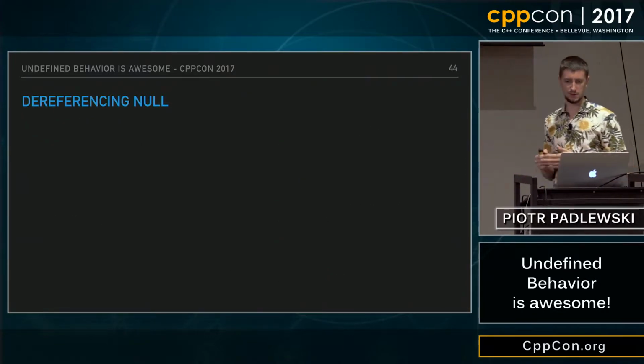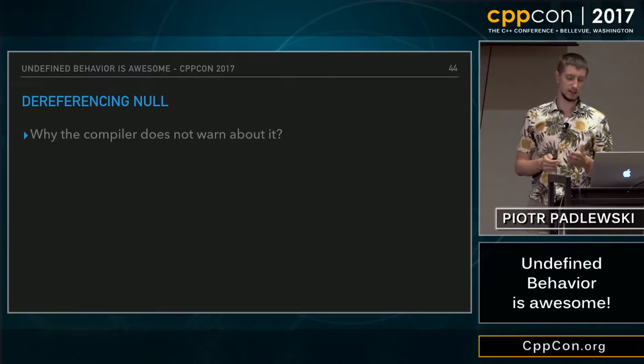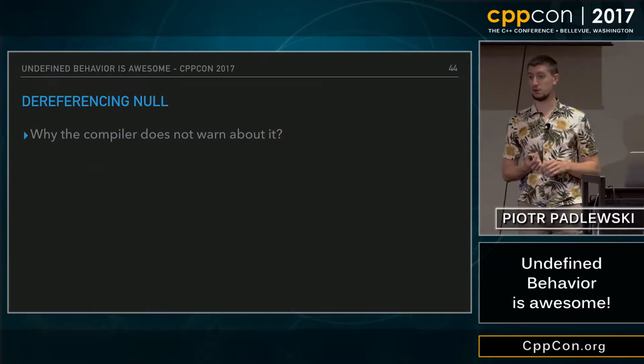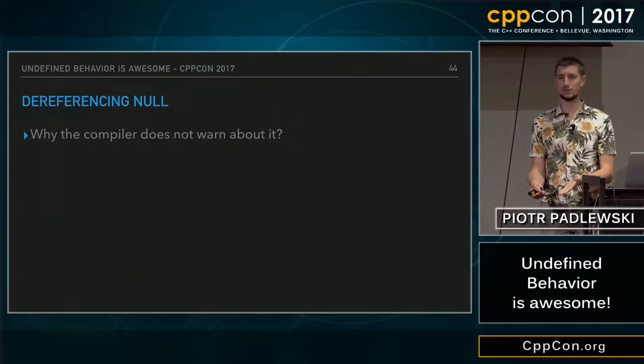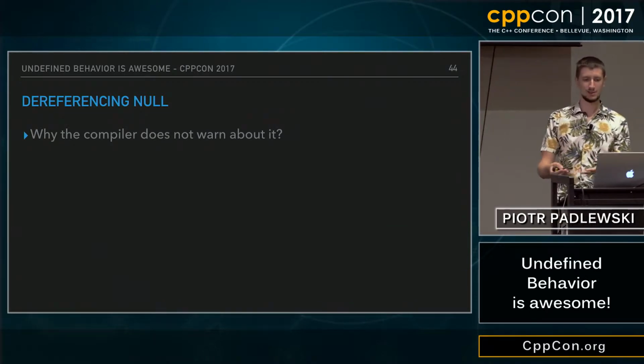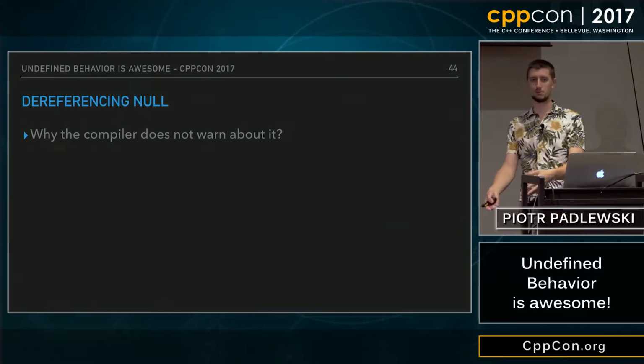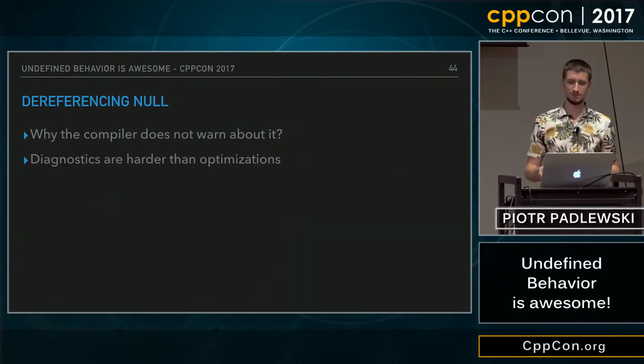Okay, so let's sum up the dereferencing and null pointer. The first question is why the compiler does not warn about these things. It is clearly able to find those optimizations, so why does it not tell us about this, right?